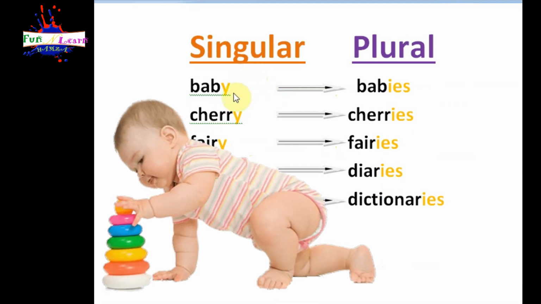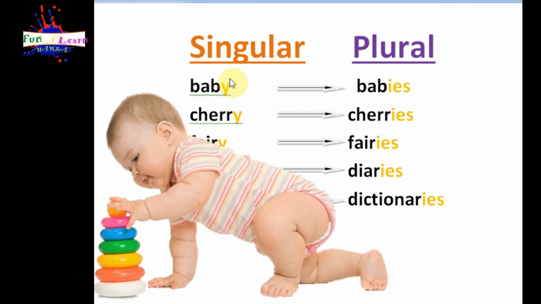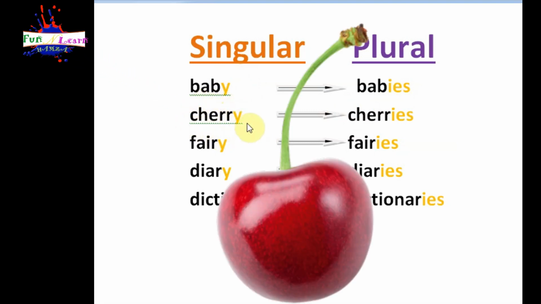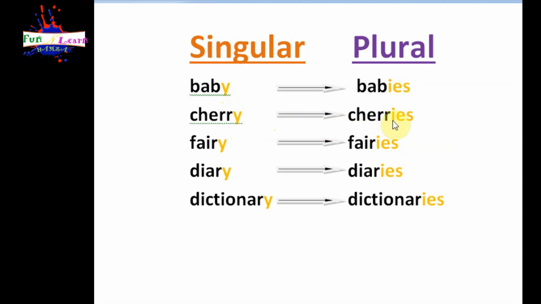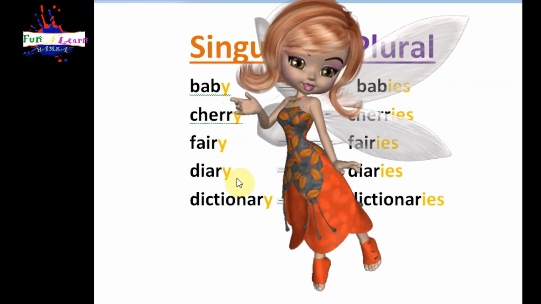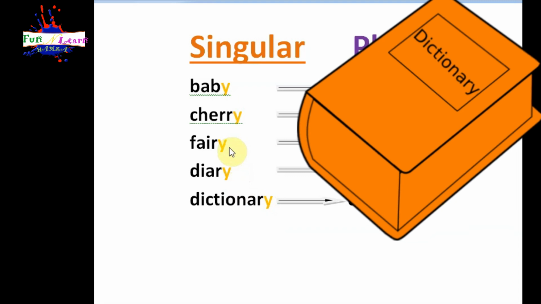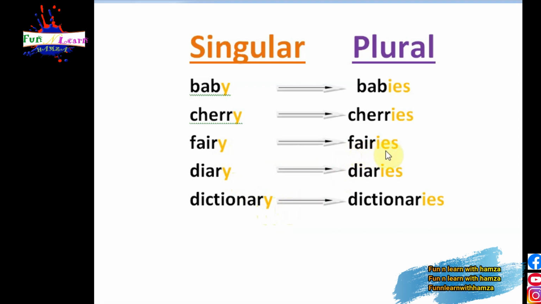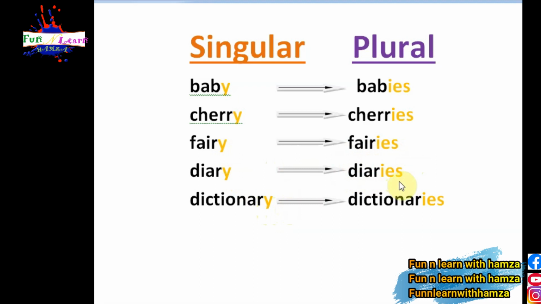Singular, baby. Baby is a singular noun, but this word ends with a Y. So if we want to make this into a plural noun, we will change this Y into an I and then add ES, babies. Again, cherry. Again, this singular noun is ending in a Y. So to change it into a plural noun, we will change the Y with an I and add ES at the end. Same goes for fairy, diary, dictionary. For all these singular nouns ending in Y, we remove the Y, we replace it with an I, and then we add ES. Fairies, diaries, dictionaries.